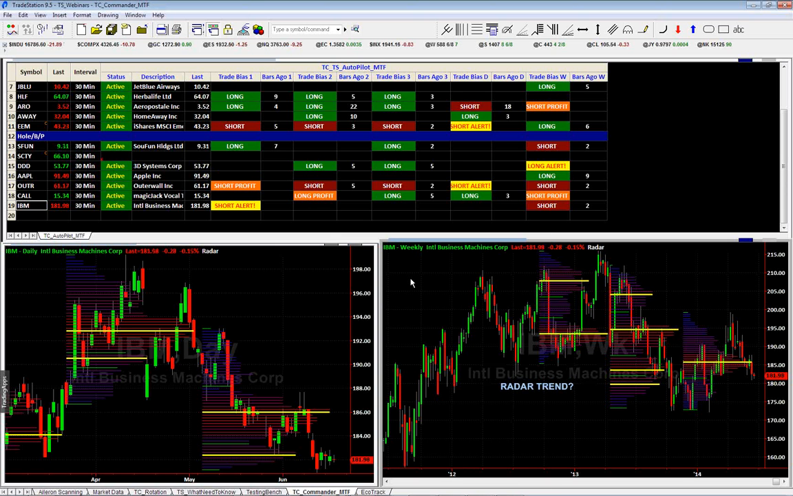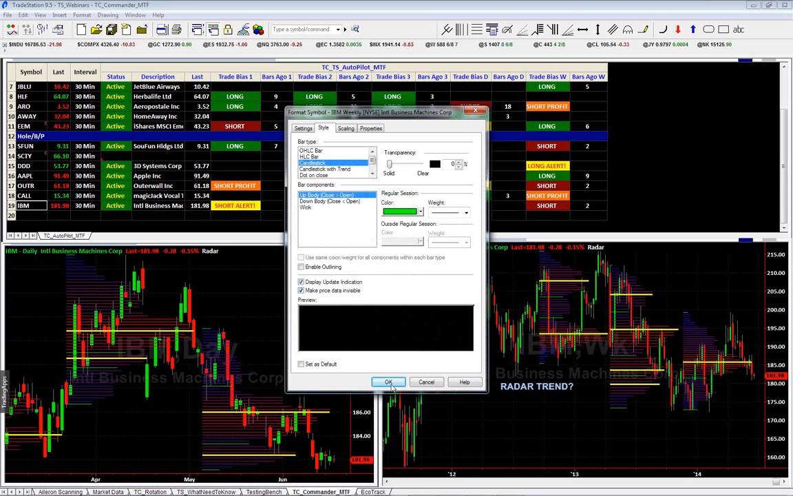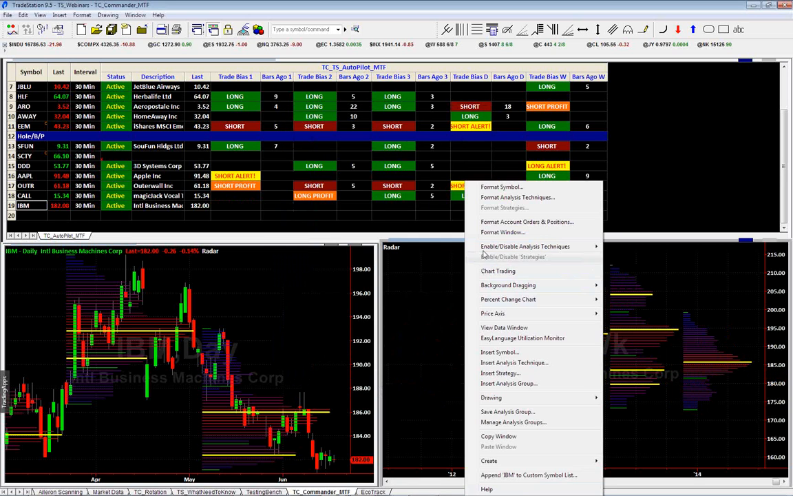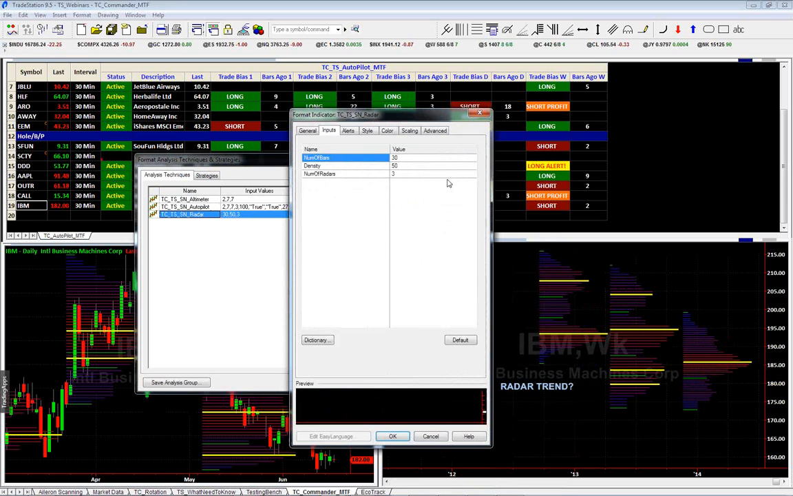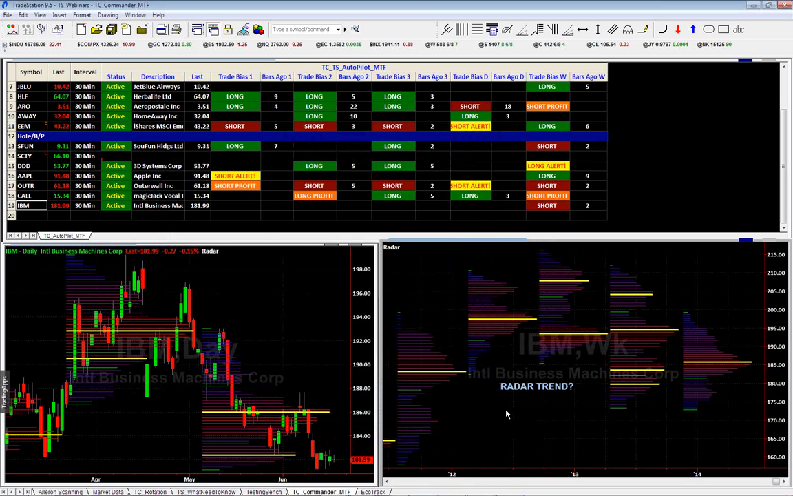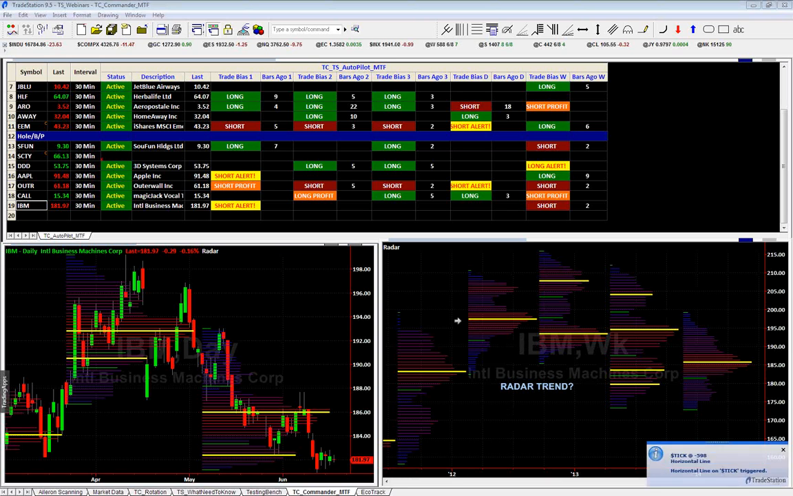In fact, I'm going to go one step further here. Let's go to the format to symbol. Sometimes it's good to do this. Let's take out the prices, and let's go to format the analysis technique. We'll go to radar, and we're going to put on 10 radars here. So one of the things you want to look at when you're looking at the trend of radar is where, in relation to the last few, your highest points of volume are being concentrated. So we go back here.